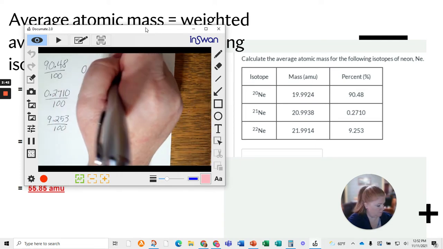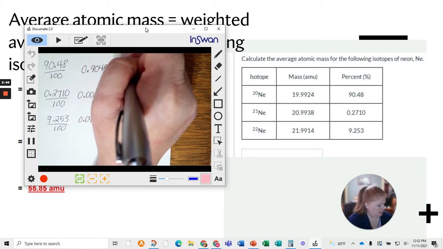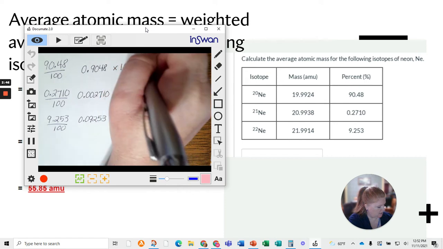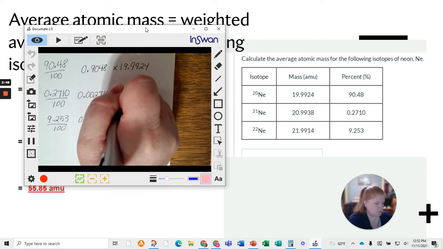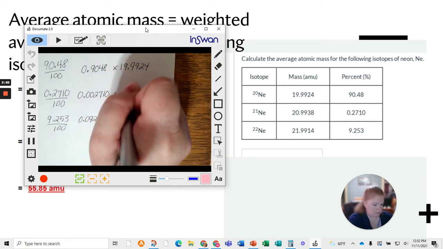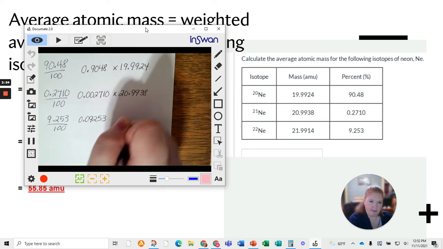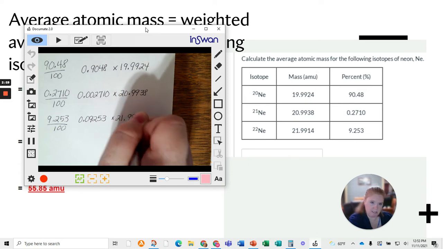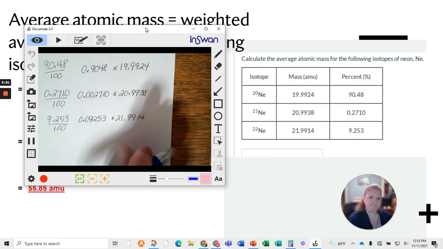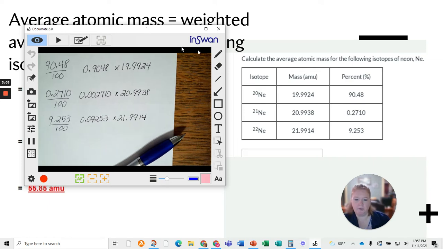So this one went with 19.9924. This one went with 20.9938, and this one went with 21.9914. Okay, so let's pull up the calculator.